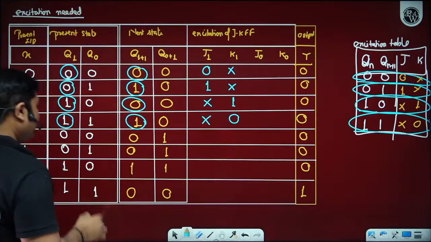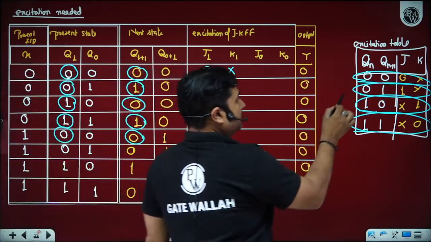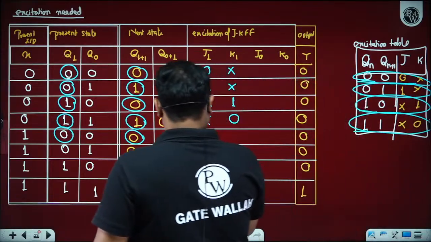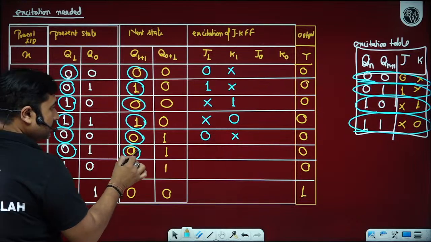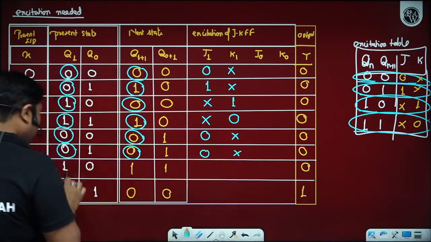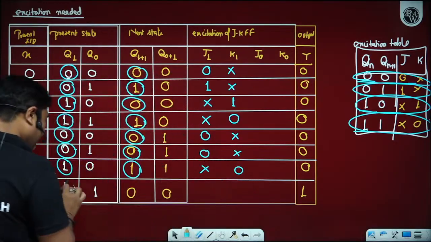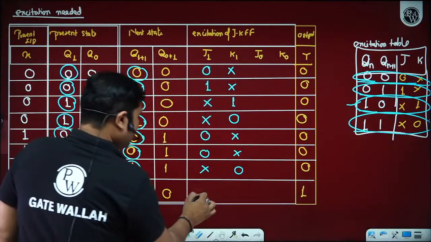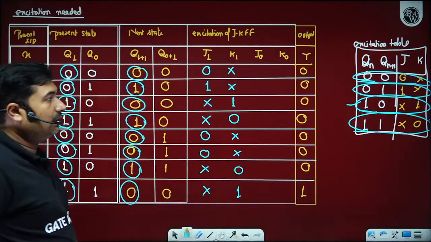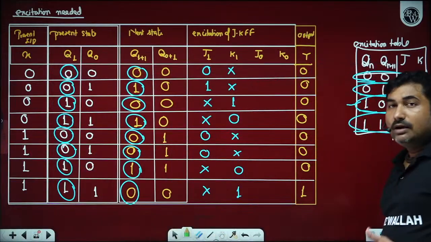Present state 0, next required state 0: 0, don't care. Present state 1, next required state 1: don't care, 0. Present state 1, next required state 0: don't care, 1. In the same way, we have to observe Q0 and Q0 plus 1.